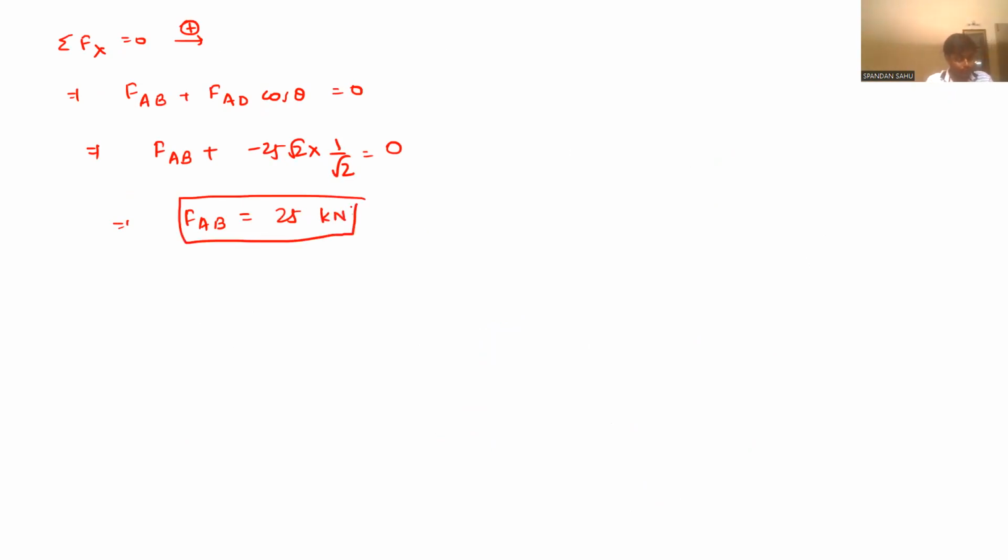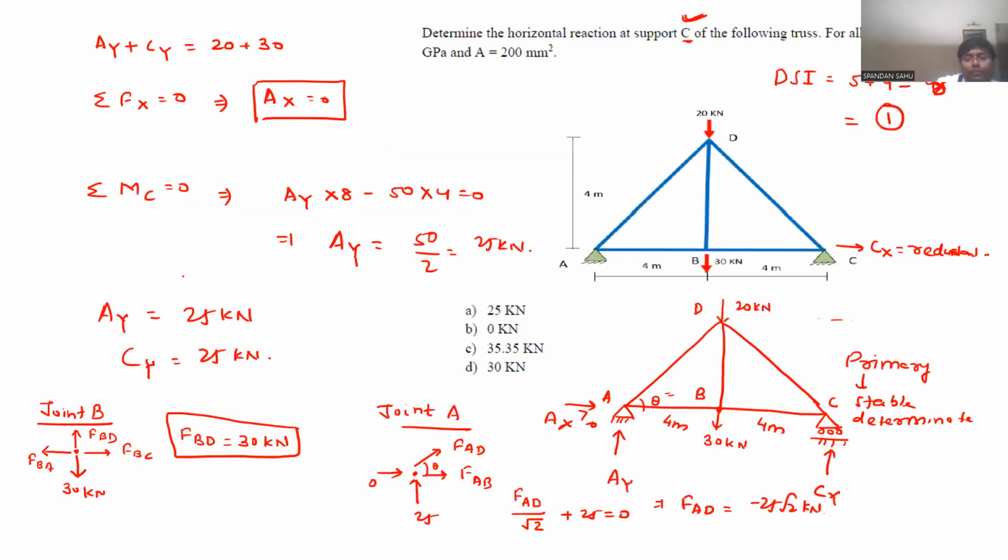Let me check if we are getting it right. We got AB to be 25 kilonewton. Now we got AB, and from here you can write FBA equal to FBC, and FBA, AB equal to 25 kilonewton. So we got this member force, this member force, this member force, and this member.